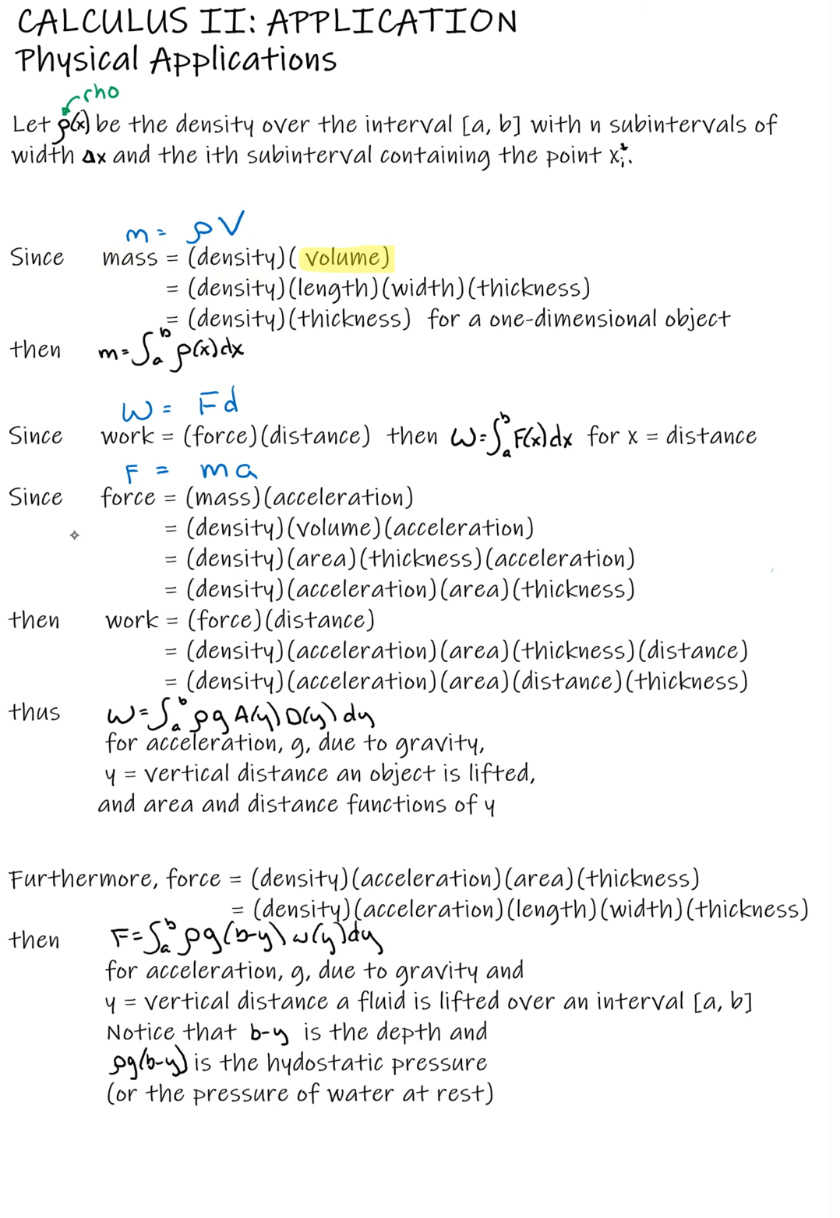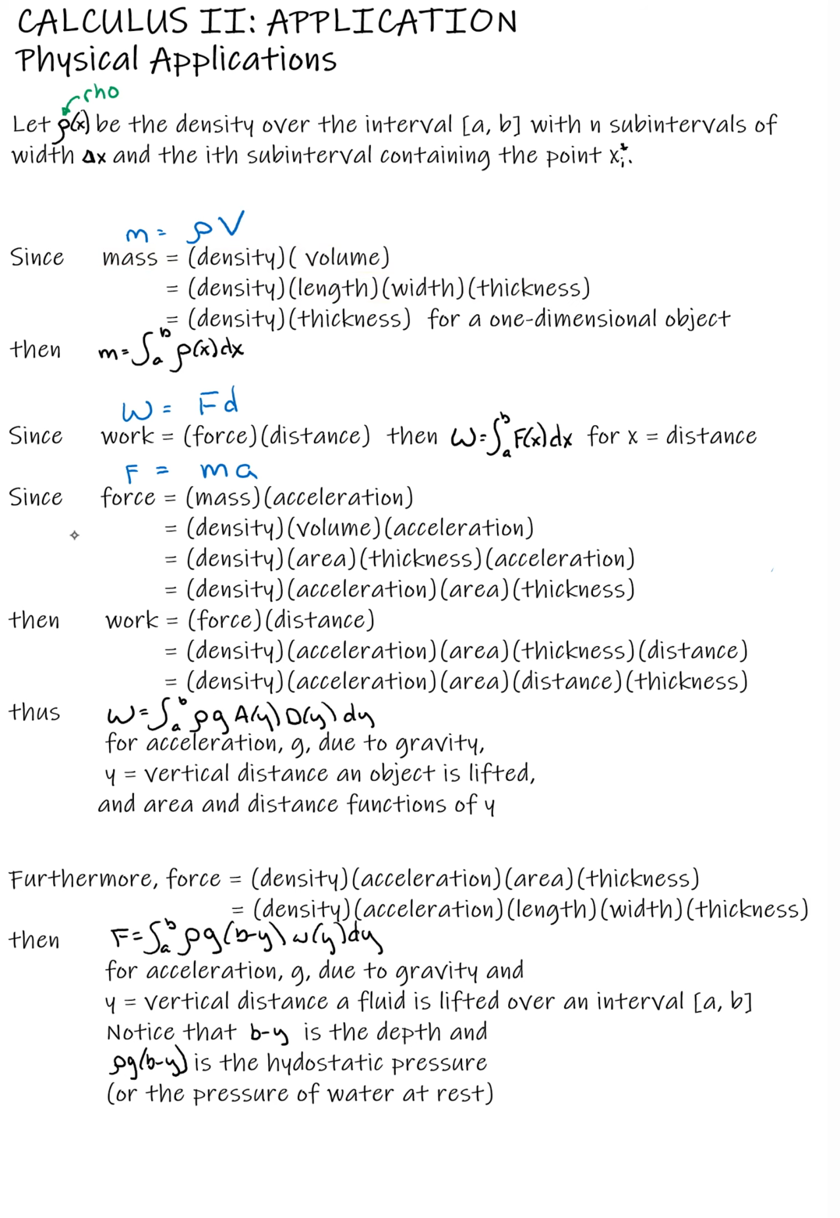But volume in a rectangular sense is length times width times height. I'm going to say instead of height, because that might get a little more confusing at the bottom of the page, instead of height, I'm going to say thickness. So volume is length times width times thickness.